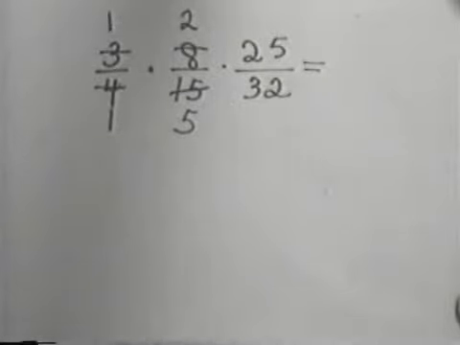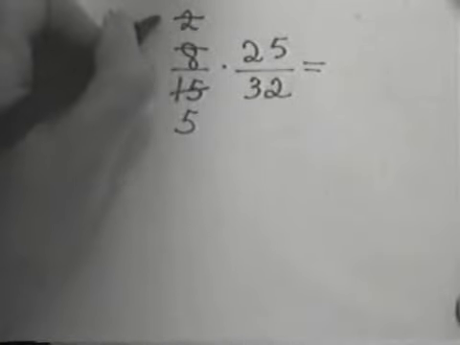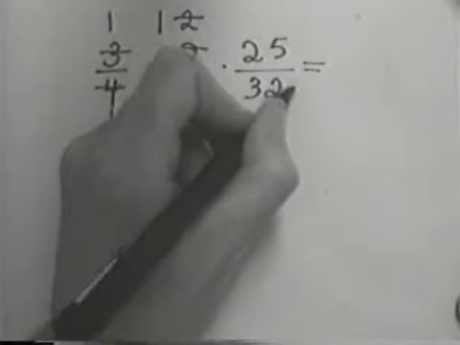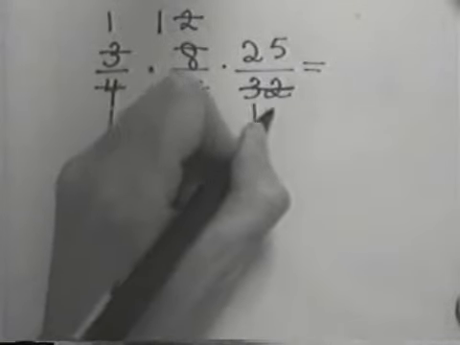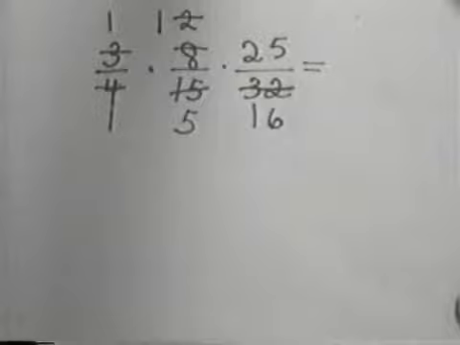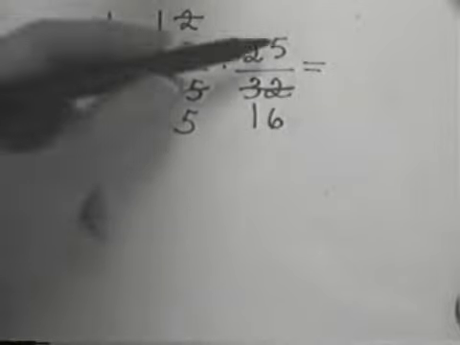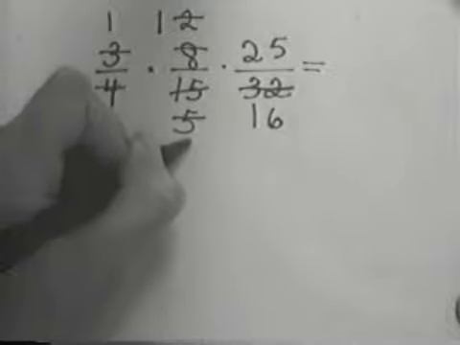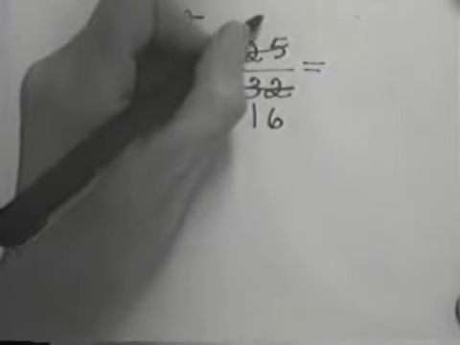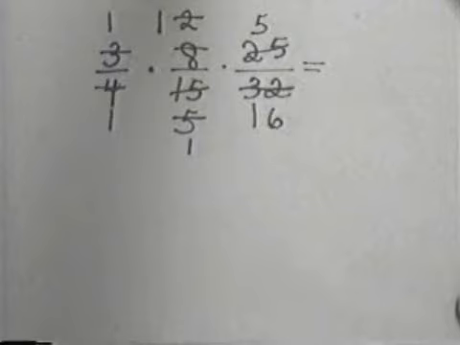And then I can use some of the numbers that I've already reduced to reduce again. I can use the 2 with the 32 and divide 2 into 2 and get a 1. And 2 will go into 32 16 times. And then I can use this 5 again. 5 will go into 25, so 5 into 5 one time, and 5 into 25 5 times. So sometimes you can reduce a number more than once.